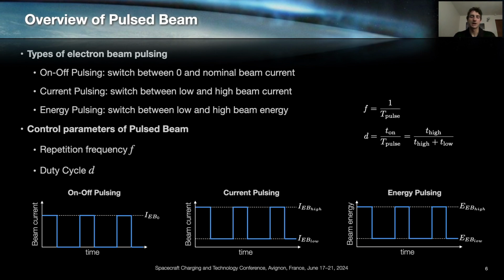The 2 control parameters for the pulse beam are the repetition frequency, which is 1 over the period of one pulse, and the duty cycle D, which is basically the ratio between how much time is spent in the high cycle, or the on cycle for on-off pulsing, for example, divided by the total duration of one pulse.